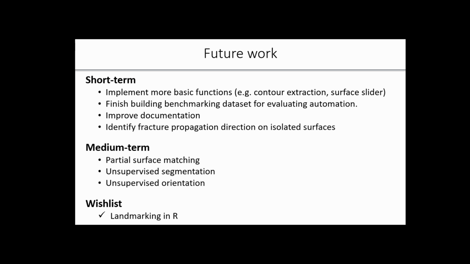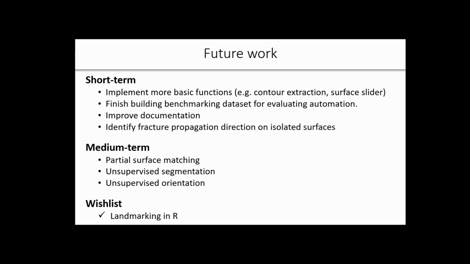I also need to improve the documentation of some of the functions, and one of the functions that I want to implement as soon as possible is something to identify the fracture propagation direction on isolated surfaces, such as the ventral, on flakes. And also, medium term, I would like to do partial surface matching, so to develop an algorithm for matching ventral surfaces with dorsal surfaces. I think you all know where that's going. And to develop more unsupervised segmentation and orientation algorithms.